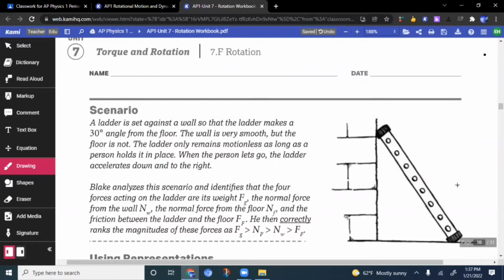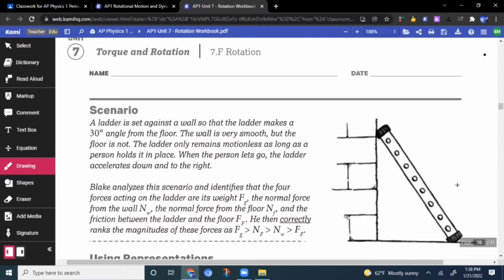All right. AP Physics 1 workbook, torque and rotation. Activity F, rotation. Now, in this particular scenario, this scenario is relating the classic example of a ladder leaning up against the wall. Now, first of all, let's identify and sketch what the forces are, and then we're going to relate them more proportionally in just a second.